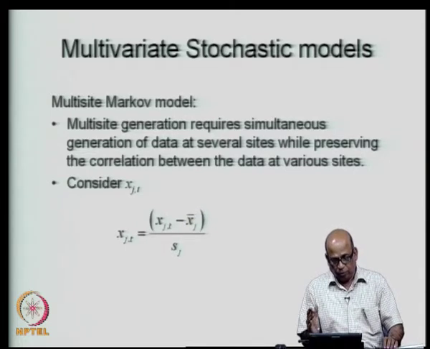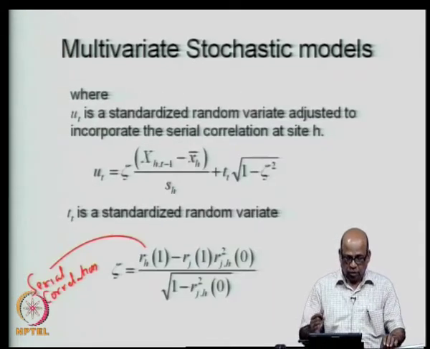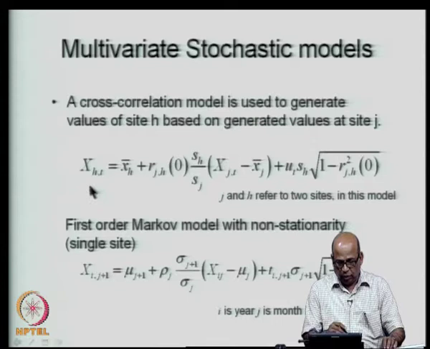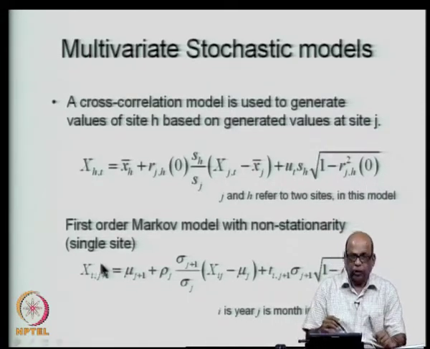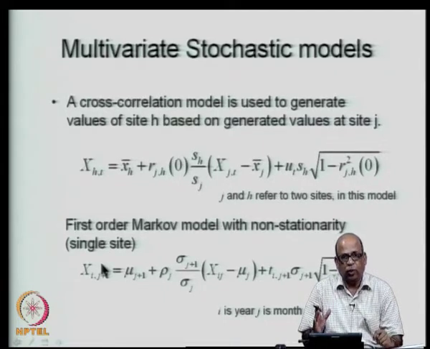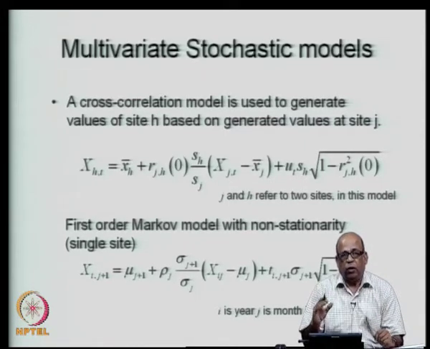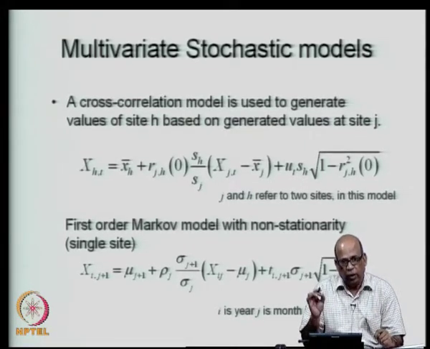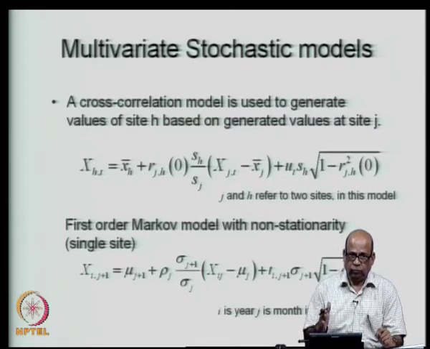Now, with this, we form the multi-site Markov model. Just look at this now, we have completed up to a certain point. Starting with the first order Markov model, which was a single site model, we have now developed a two site model. For the two sites, what we do? We identify one of the sites as a key site and generate the data using a single site model for the key site.